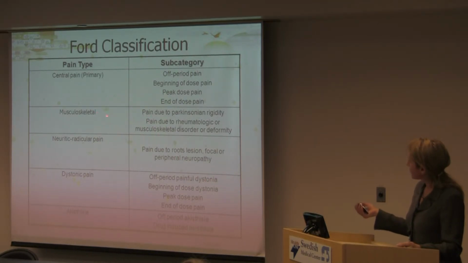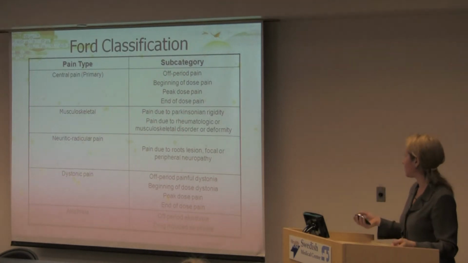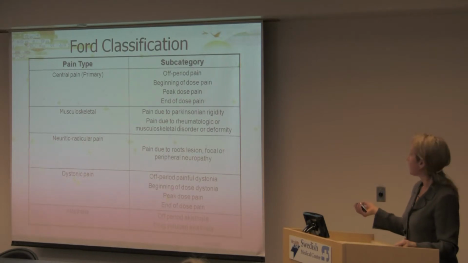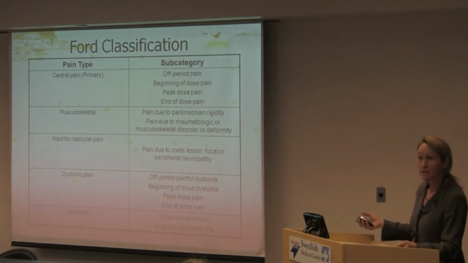And then in the musculoskeletal category, is it pain just due purely to Parkinsonian rigidity, or is it an underlying rheumatologic or musculoskeletal disorder, or are they both, adding to each other, which is mostly what happens. And then I explained the neuritic radicular. So these are also related to on and off cycles of medicines.